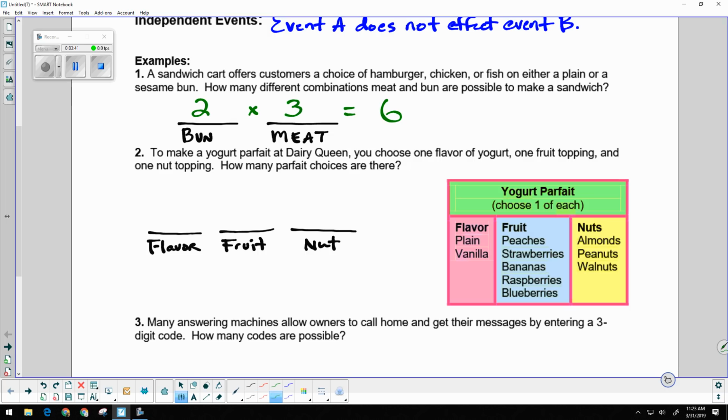So here's the numbers we're going to use for that. For flavors, if you look in the nice colorful chart over here, we have 2 different flavors, plain or vanilla. There are 5 different fruit toppings we can use. Okay, in that middle blue section of that chart, there's 5 different fruit toppings. And then there are 3 types of nuts we can put on top. Almonds, peanuts, or walnuts. We multiply 3 numbers together this time to get 30. So there are 30 different parfait choices that we could make. That's example 2.